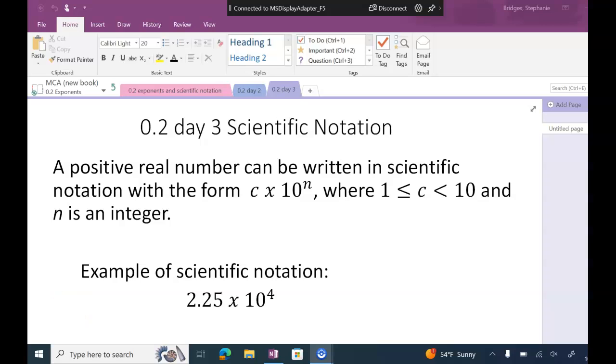All right, scientific notation is really just a way to express a really large number in a smaller format, or a really small number in a smaller format. When I mean smaller, I mean less digits to it, okay?